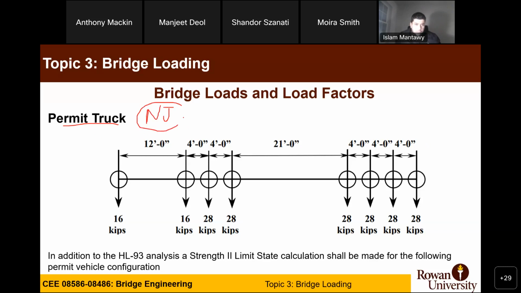If you don't remember, it's fine. This is based on the permit truck that each state allows on their highways, and in this particular case you have so many axles, I think it's 8 axles here. It starts with 16 kips at the front, 12 feet to the second one with another 16 kips, and then a series of 28 kips spaced at 4 feet. We used this one, I think, in one of the examples last week, correct?